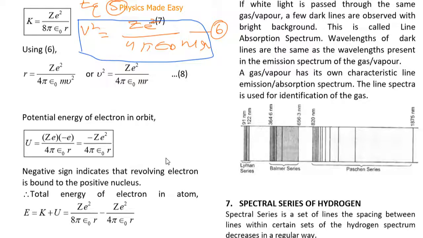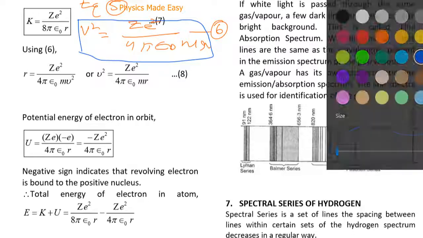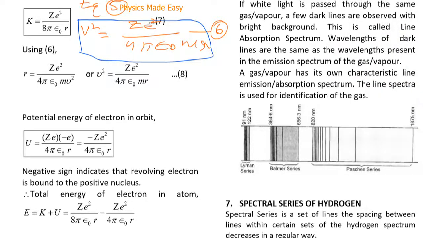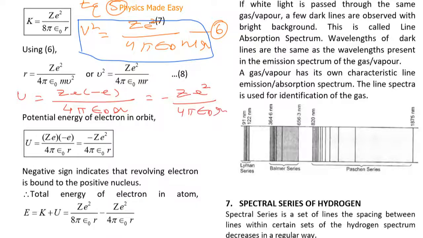And now, the last value is of potential energy. Potential energy U. This is Ze into minus e, divided by 4 pi epsilon naught into r. This is minus z e square by 4 pi epsilon naught r. This is potential energy. So this is the formula for potential energy.